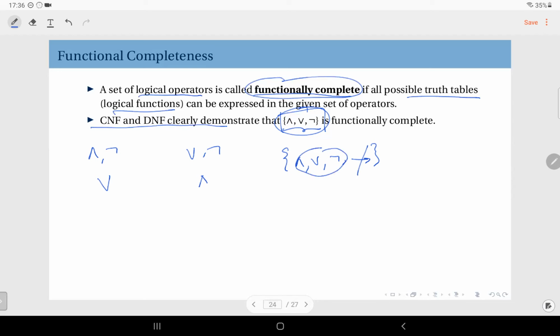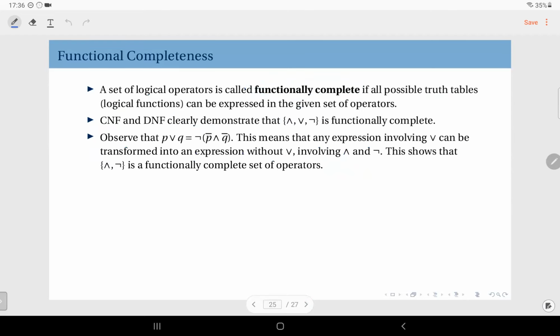But can I go the other way around? Can I make this set smaller? Now, observe the following. I can express P or Q as the negation of not P and not Q. This follows from De Morgan's laws, therefore it's not that difficult to see. But you see, the significance of this is it eliminates the necessity of OR.